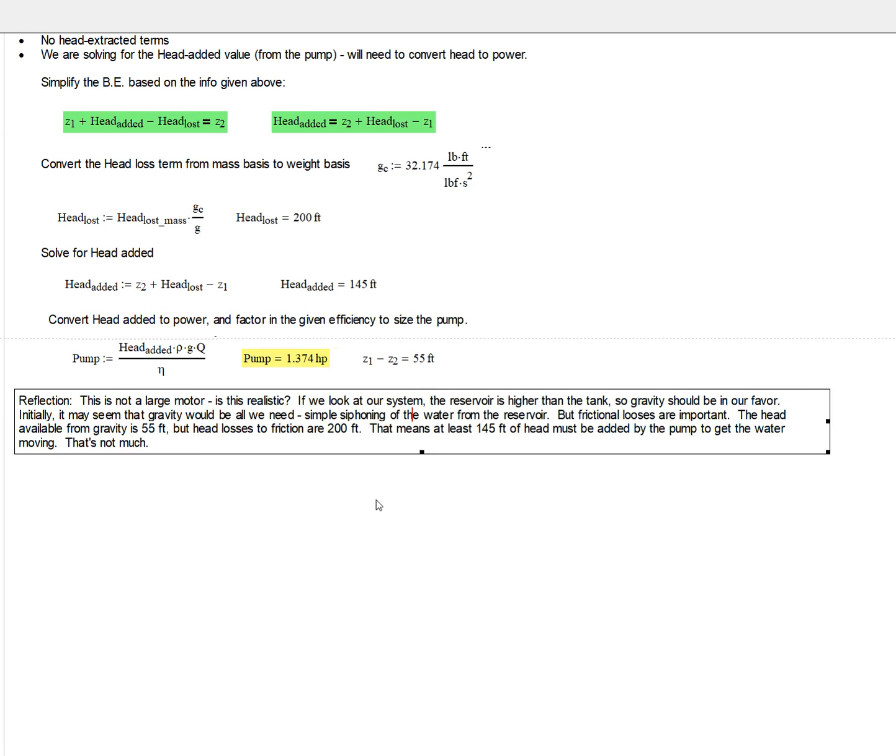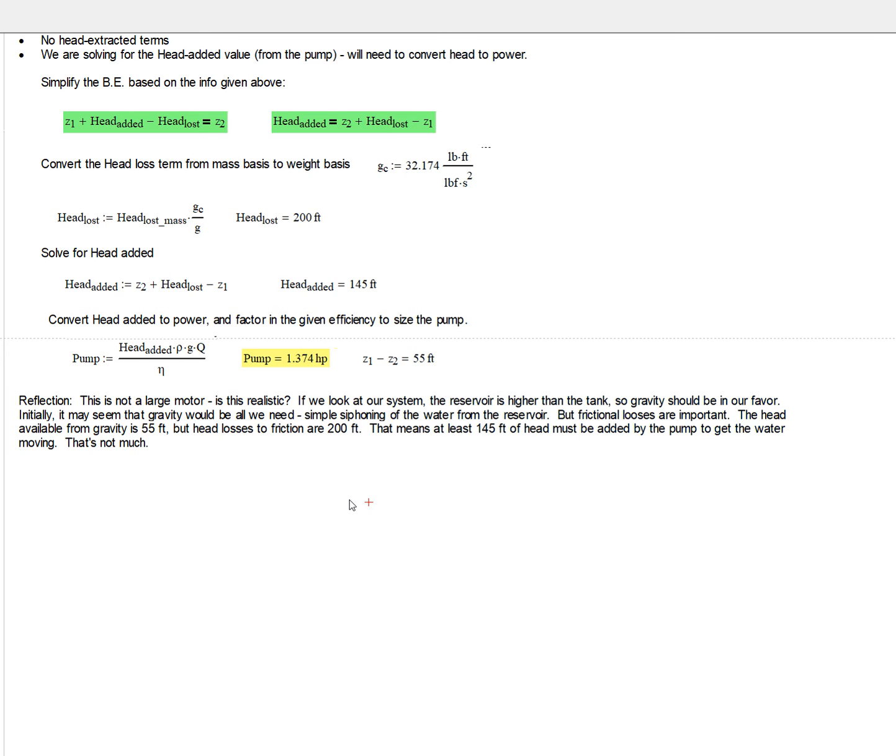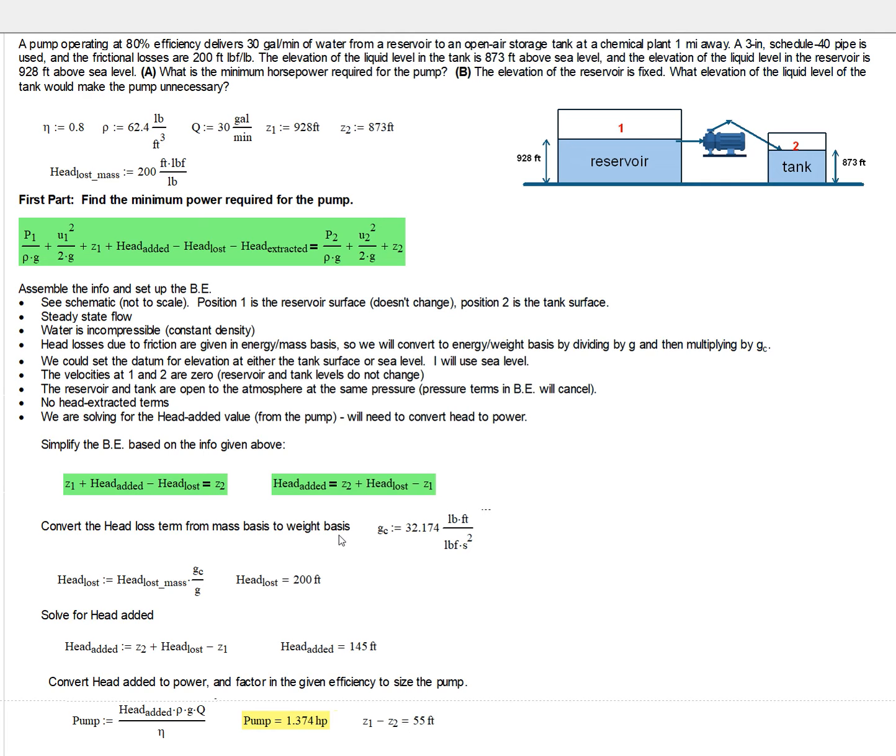Does that seem realistic? That's not a very large motor, is it? You probably want to have maybe 2 to 3 horsepower to take care of your installed power. So anyway, I mean, that's smaller than most lawnmower engines. Could that really be all the power you need to pump water over a period of a mile?